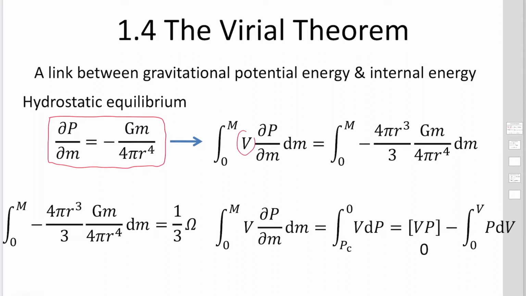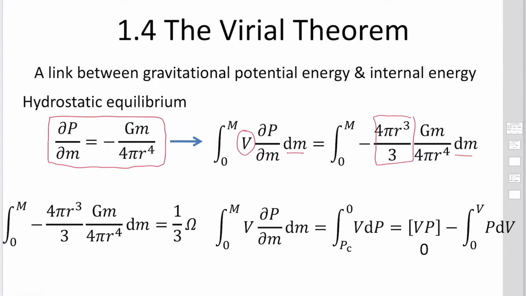So V is expressed as 4 pi r cubed over 3. This V is expressed in the case of a sphere. We use spherical symmetry. So V equals 4 pi r cubed over 3, and then integrate over dm. So we have this equation over the whole star.